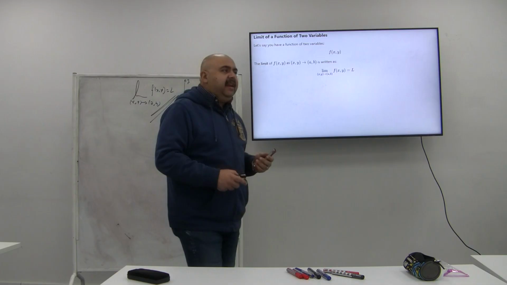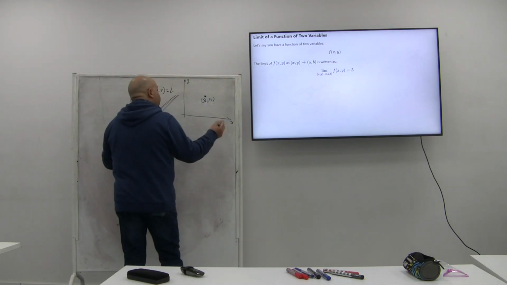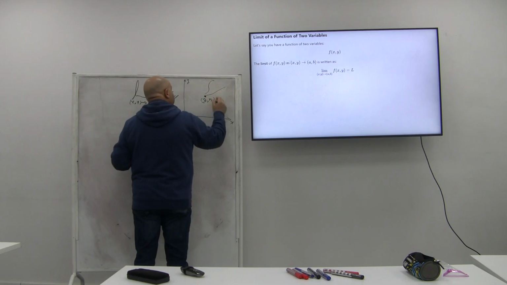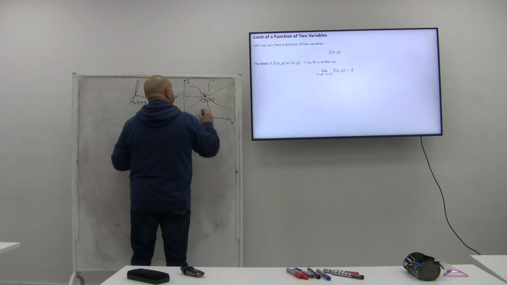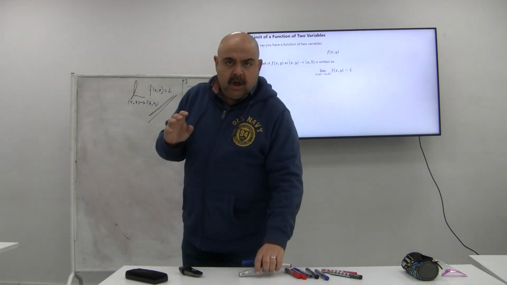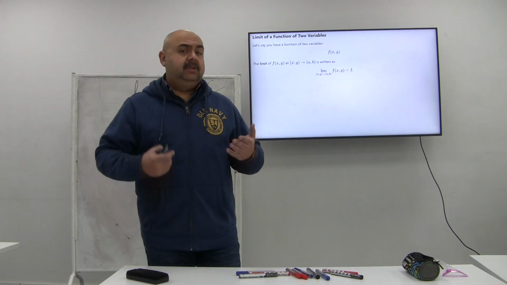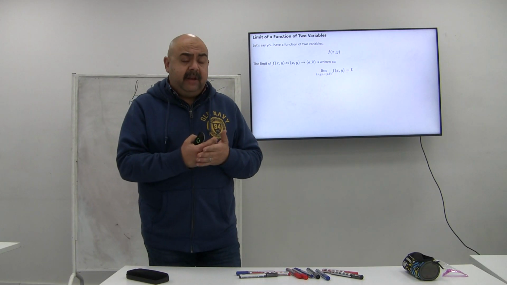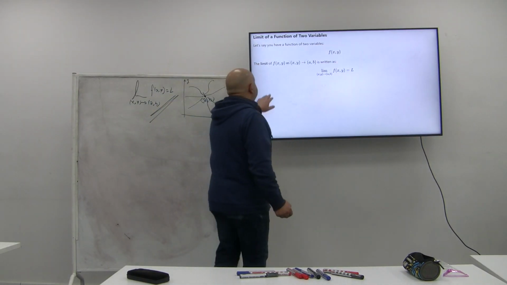Because simply, you don't have just one way to approach this point. There is a region. So it's not just the left and right directions. These could all be directions that you approach A and B. And if there are just two curves explaining this function that don't meet or equal the same value, the limit is not going to exist. All of this is written in here.